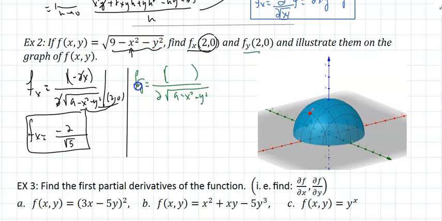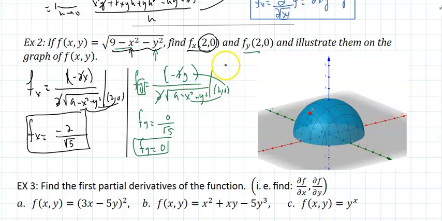As far as y is concerned, that's the only variable. These are constants, so the derivative of those will be 0 times negative 2y, evaluated at (2, 0). If y equals 0, I'm going to get f sub y equal to 0 over radical 5, which is simply 0. Now, what does that mean?